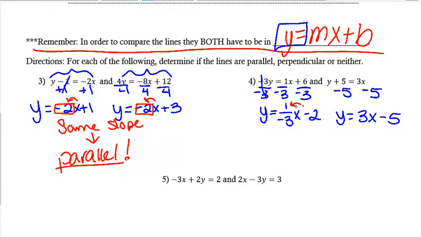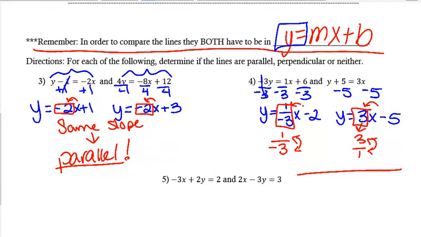Again, look at the numbers in front of the x, your slope. That's what's going to answer the question if they're parallel, perpendicular, or neither. Keep in mind, 3 can be written as 3 over 1, and you have 1 over negative 3. So these are flipped with different signs. What kind of slope are negative reciprocal slopes? Hopefully you said perpendicular. Again, they're flipped and change signs.